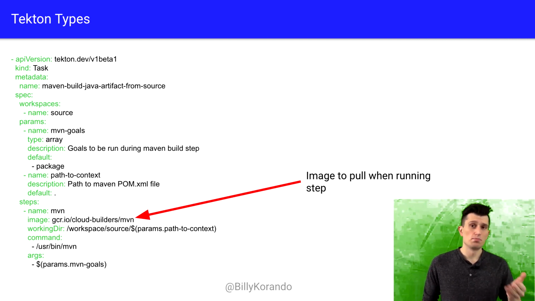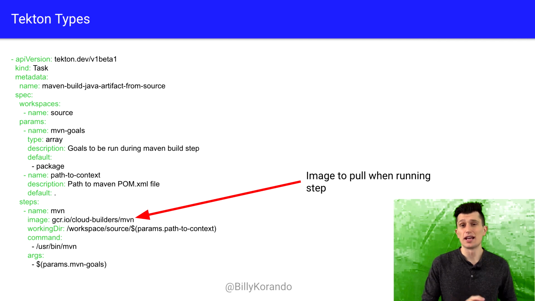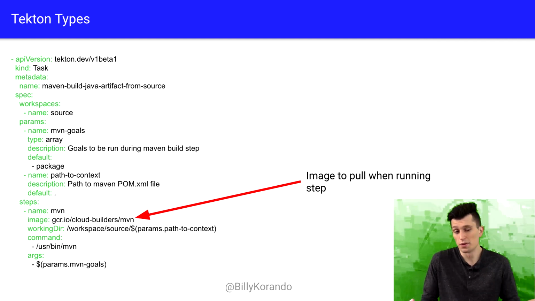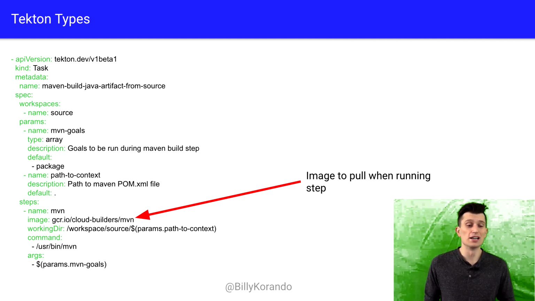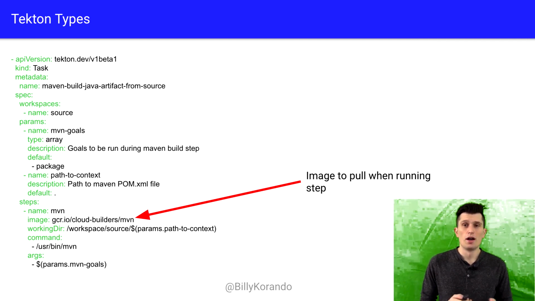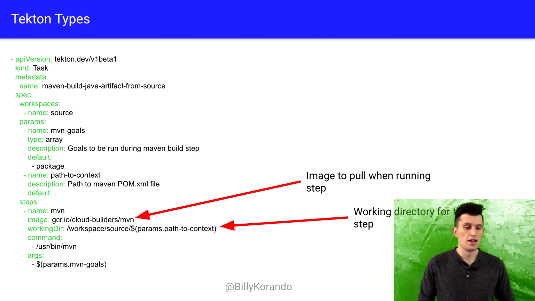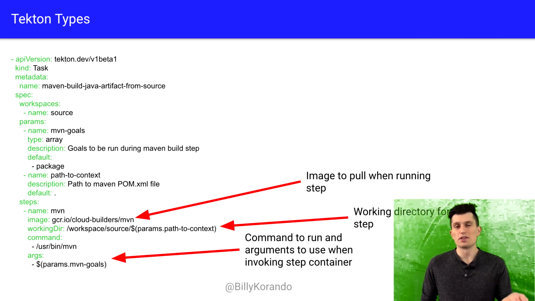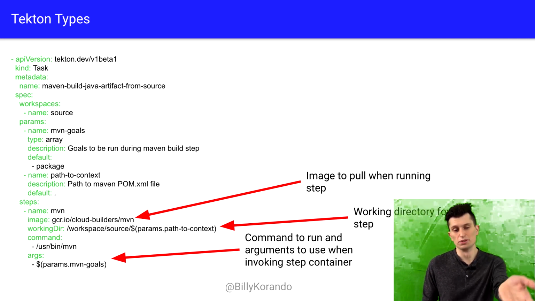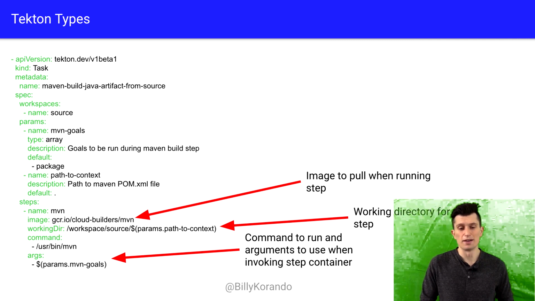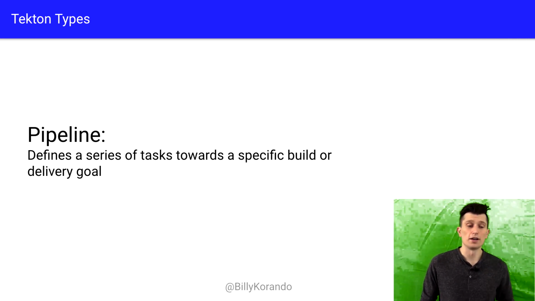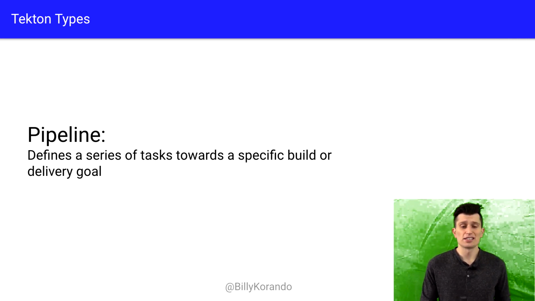The steps, they're ultimately executing just a container. So with that, we can just do whatever a container does. In this case, I'm using a Google image that's set up to find Maven to build my Maven project or my Java project, referencing that workspace directory I mentioned earlier. And then ultimately the command I'm going to have to execute, in which case it's typically going to be the Maven package. So pipeline. A pipeline defines a series of tasks towards a specific build or delivery goal.